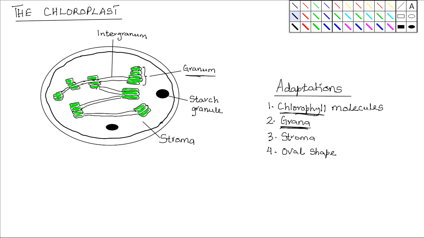The oval shape of the chloroplast also presents a large surface area for absorption of light energy and also carbon dioxide from the surrounding within the cell. So in those ways, the chloroplast is suited for the process of photosynthesis. Those features enable it to carry out photosynthesis.